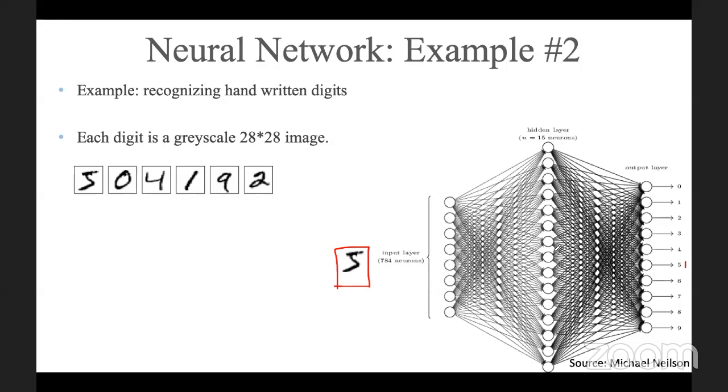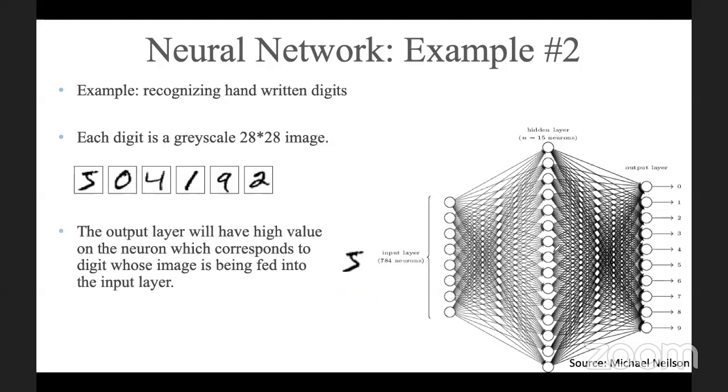I will guide you through the code in the next to next lecture, and we'll see how we do this. So this is what we want. The output layer will have a high value on the neuron which corresponds to the digit whose image is being fed into the input layer. So the input layer has 784 neurons. And of course, you can figure out how many weights and biases there will be.